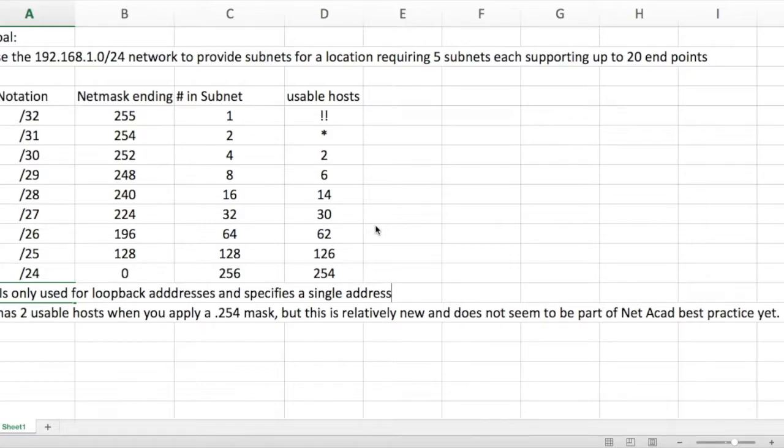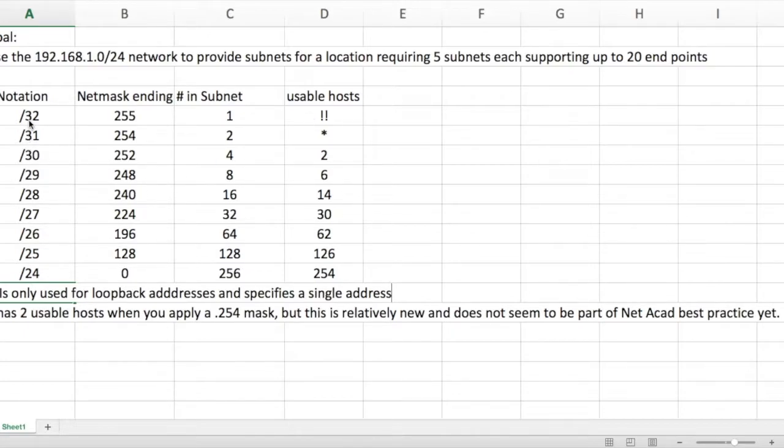Well, the first thing I've got to decide is how big of a subnet mask do I need? So I have to support 20 endpoints. Let's have a look at this table in front of us. This table equates the slash notation, what net mask ending number it refers to, how many numbers in that subnet, and how many usable hosts I have.